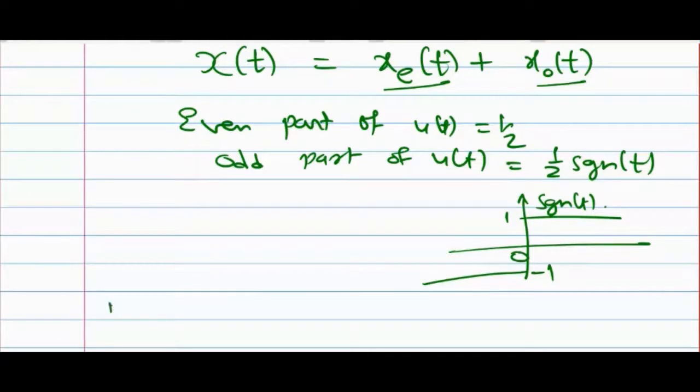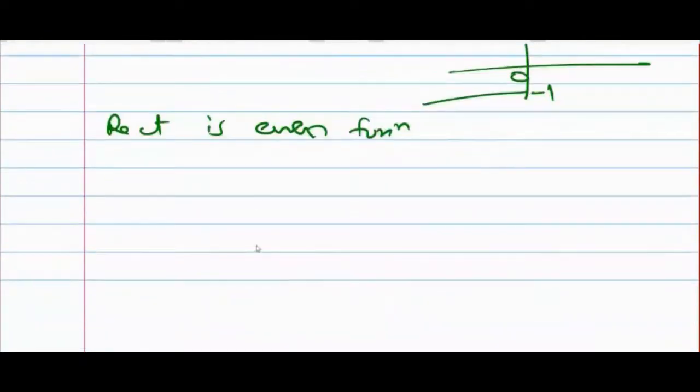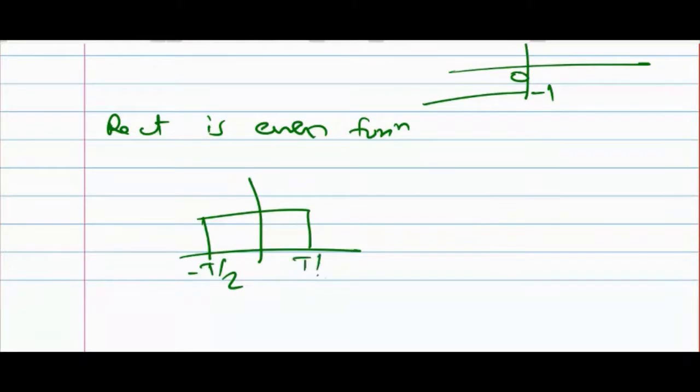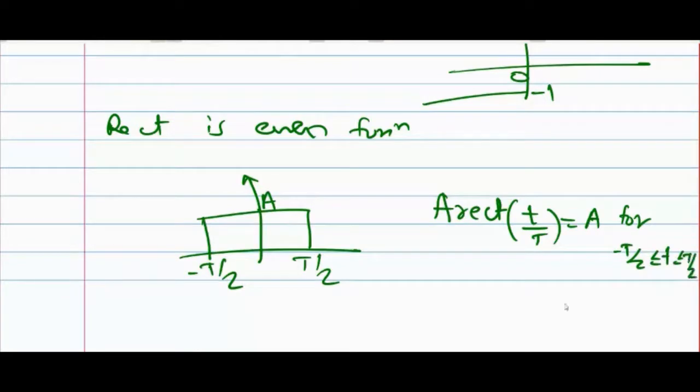Then your rectangular signal is an even function, and its duration is minus capital T by 2 to capital T by 2. Amplitude is A. This is the sketch of the rectangular signal. This is a non-periodic signal, and the mathematical expression is A rect of small t upon capital T, equal to A for duration minus T by 2 to T by 2, and it is 0 otherwise.